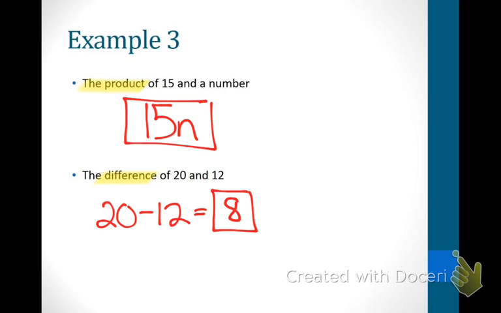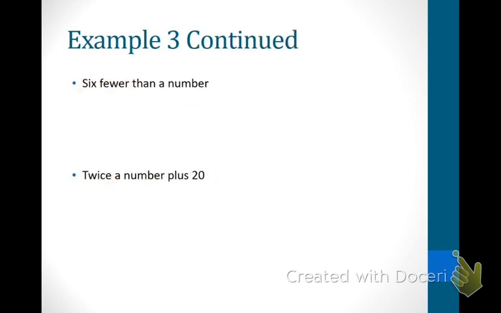So let's do a couple more and we'll be done. All right, 6 fewer than a number. All right, try to remember what I said about that fewer than. What happens to the order? Let's try to write that expression. And then twice a number plus 20. All right, so what do you think? 6 fewer than a number? Is it 6 minus n or n minus 6? It is n minus 6. Very good. N minus 6.